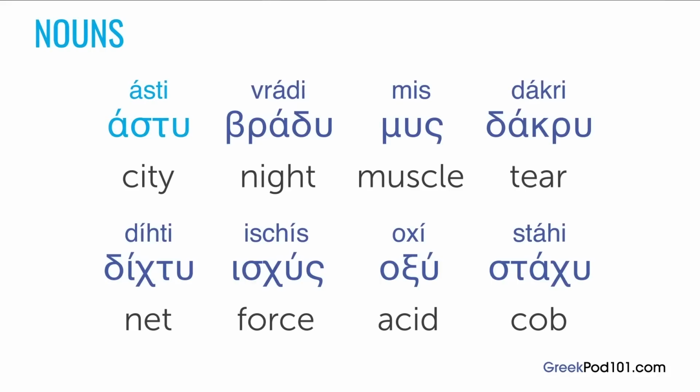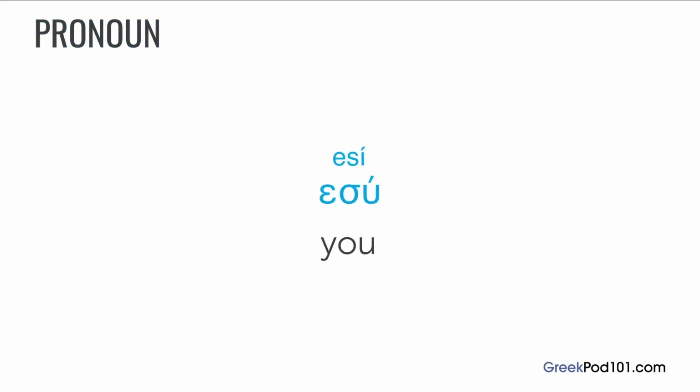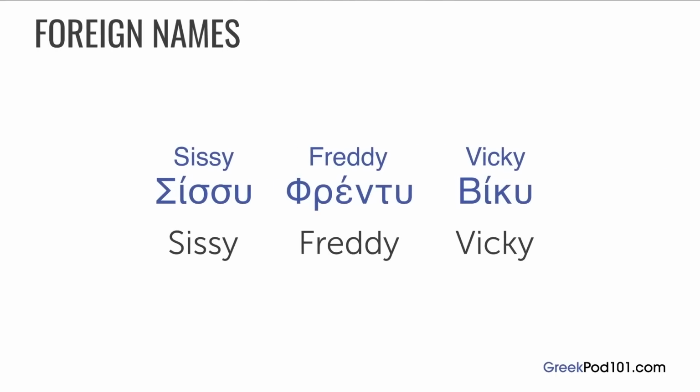Some nouns like asti, city, βράδυ, night, mys, muscle, δάκρυ, tear, δίχτυ, net, ισχύς, force, οξύ, acid, and στάχη, cob. Some adverbs like αντίκρι or κατάντικρι, opposite, μεταξύ, between, αναμεταξύ, among, and πολύ, very or too much or a lot. The pronoun εσύ, you. And finally, some foreign names like Sisi, Freddy, Vicky, and so on.